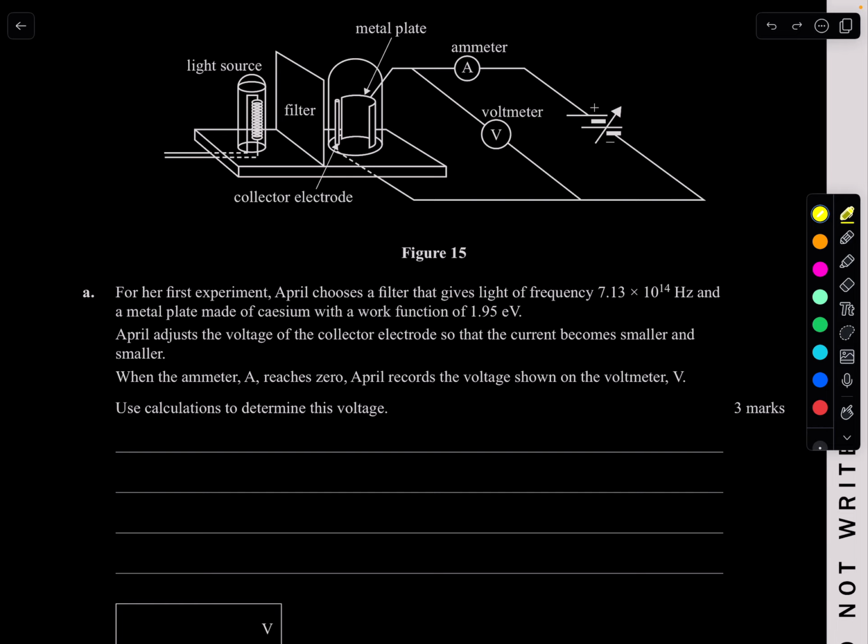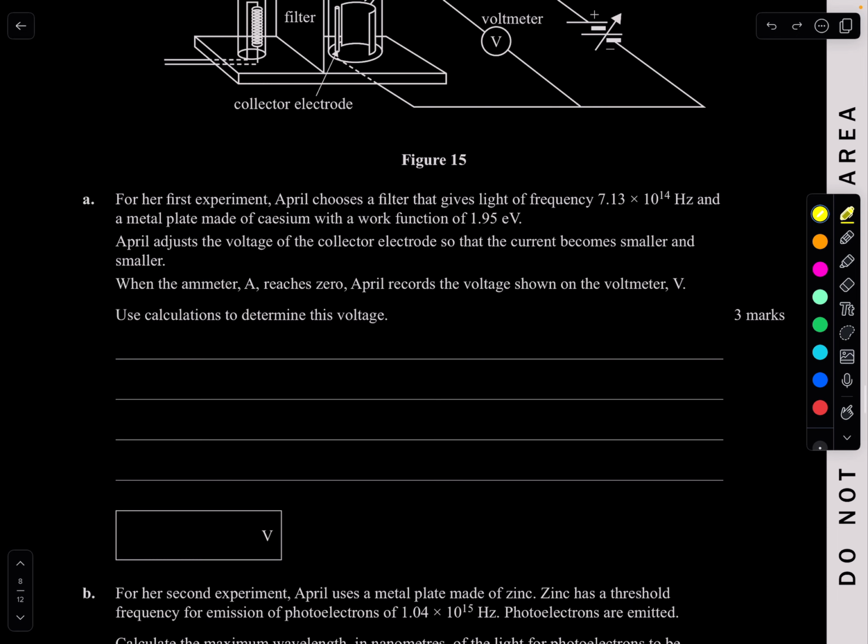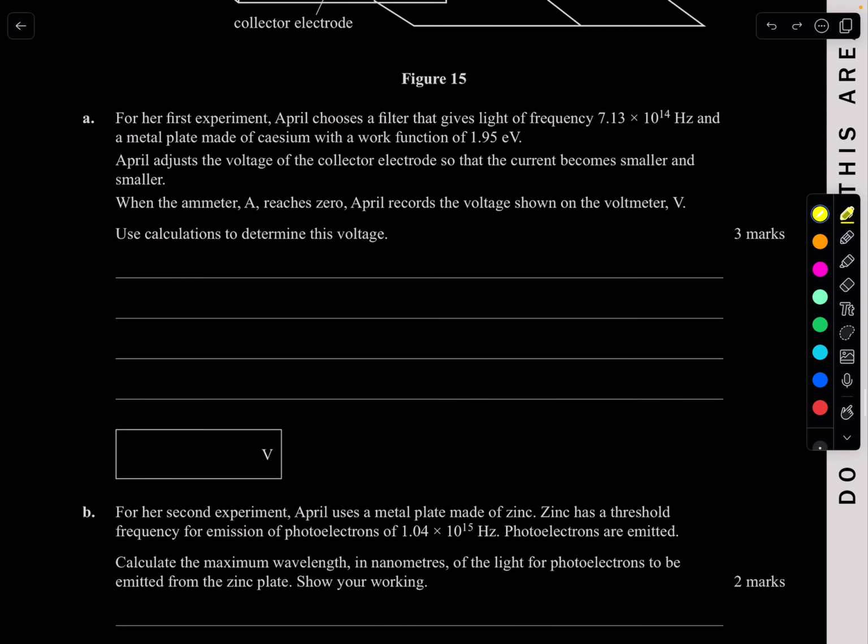April adjusts the voltage of the collector electrode so that the current becomes smaller and smaller until the ammeter reads 0. April records the voltage shown on the voltmeter. Use your calculation to determine that voltage. Actually, she's trying to determine the stopping voltage, so I'm going to look at the formula for stopping voltage. We know that the stopping voltage, which is your EK max, is equal to your hf minus your work function.